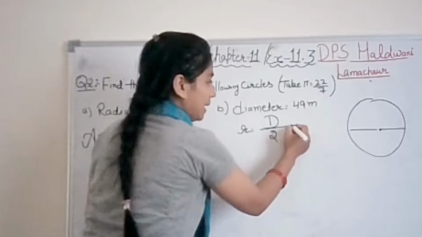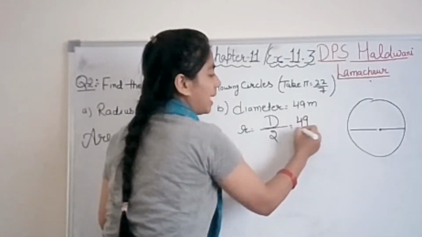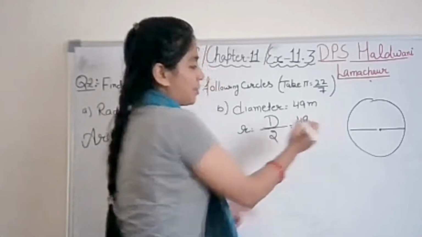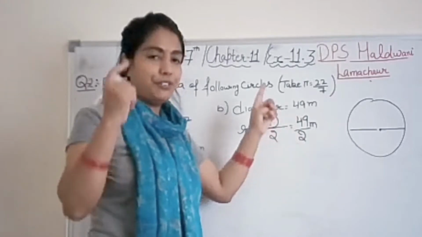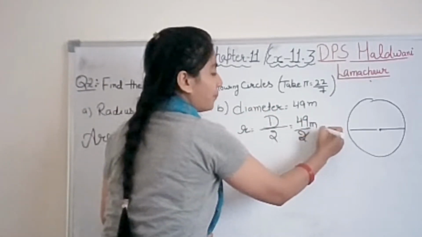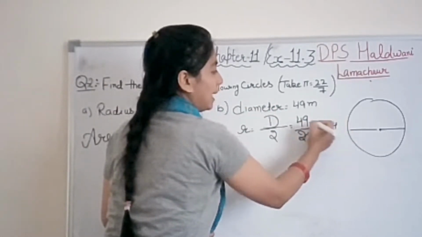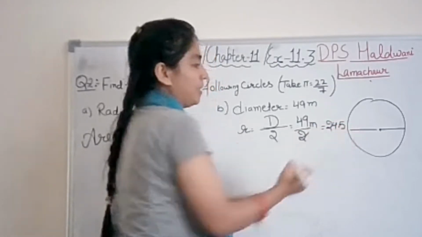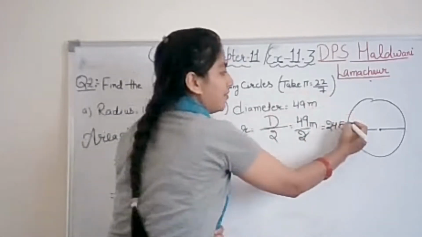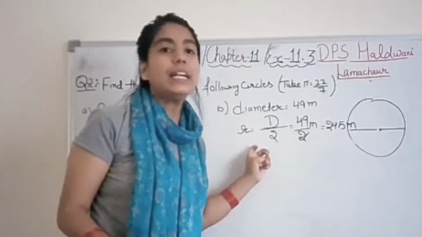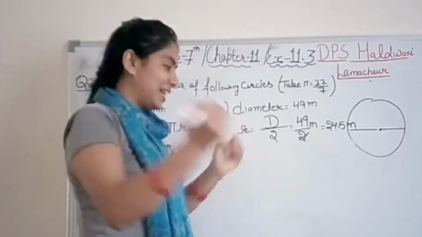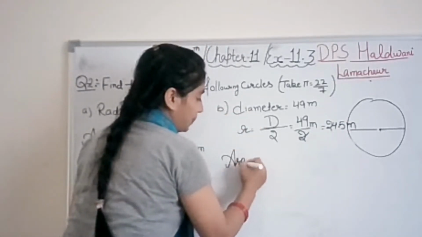Right? So see, D is 49. So 49 upon 2 meter. So what you will do? You will divide 49. 2 1s are 2, 2 2s are 4, 2 4s are 8, 2 5s are 10. So it means 24.5 meter is the radius. Right student? Now put the value into the formula.